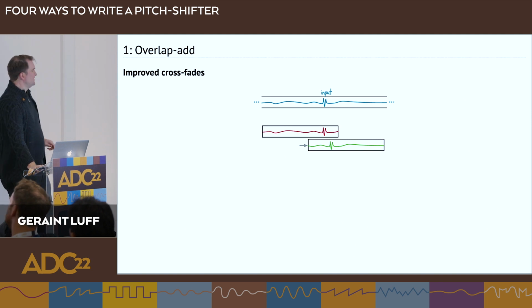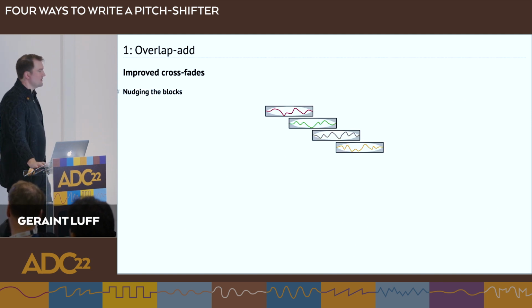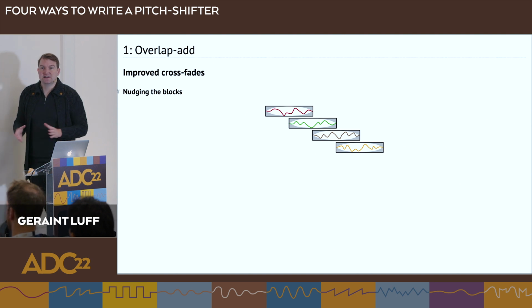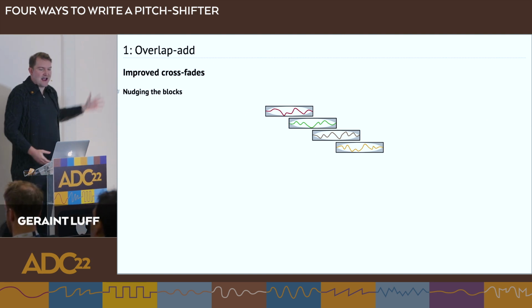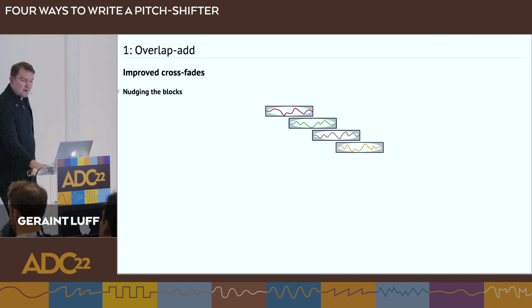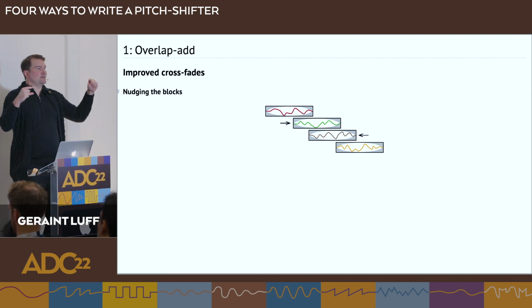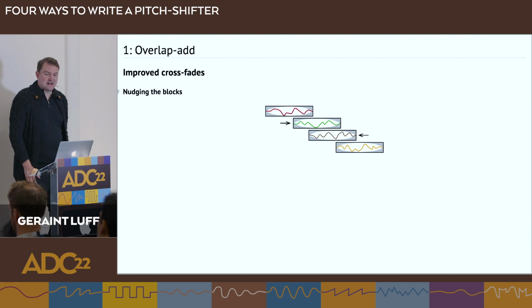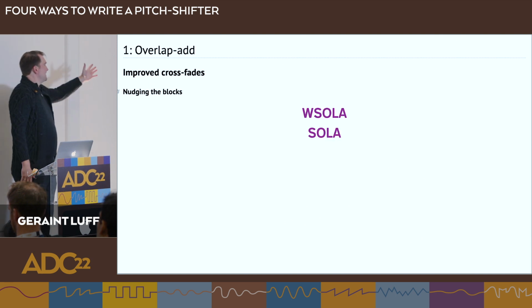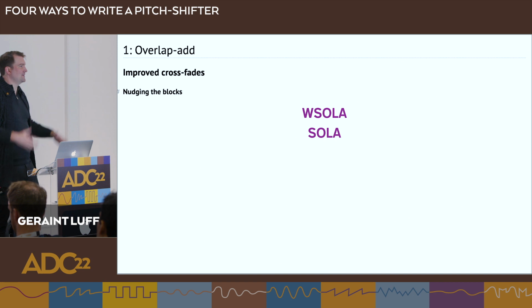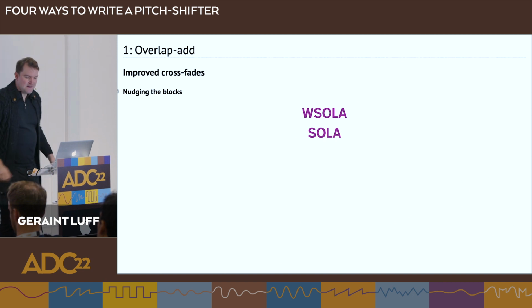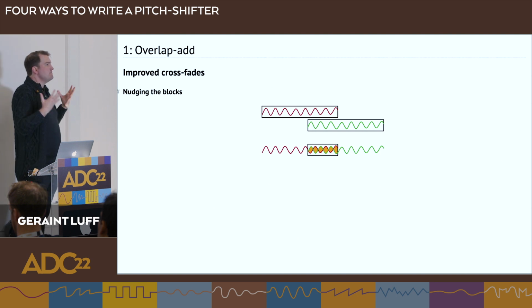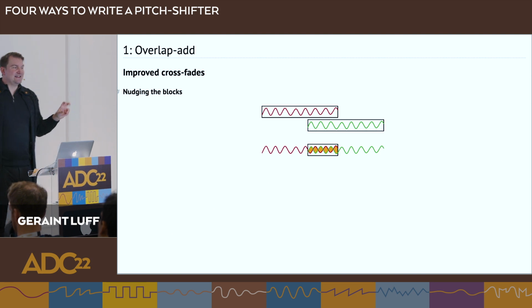Both of these can be, well, not solved, but improved by being a bit flexible about where the blocks are in time. So this is our set of output blocks we're about to sum together, and maybe this would be a bad crossfade. But perhaps if we nudged these blocks a little bit in time, we get a better crossfade. This is either the Wazola or Zola method, depending whether you're changing the output block position or where they come from in the input. But both of them kind of require some metric for what a good crossfade is.